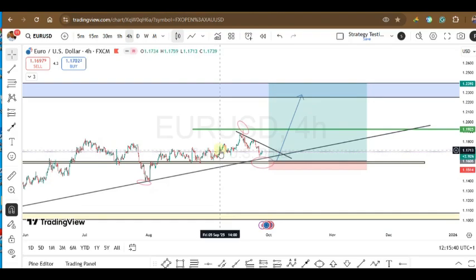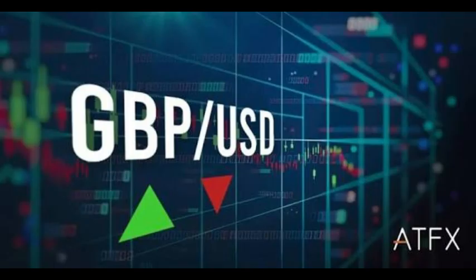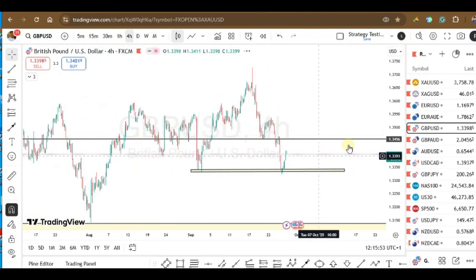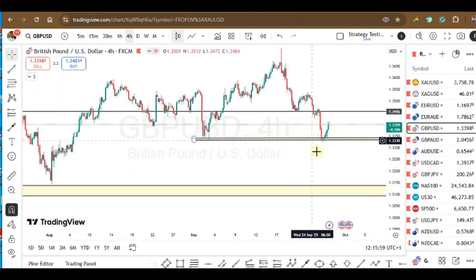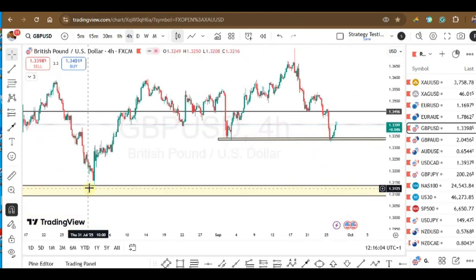I'm going to be going straight to the second pair, GBPUSD. So this is GBPUSD right here in front of me, present time on the 4 hour time frame. You can see it looks similar to that of EURUSD as well. It does not have a trend line here. Its own trend line has been broken.